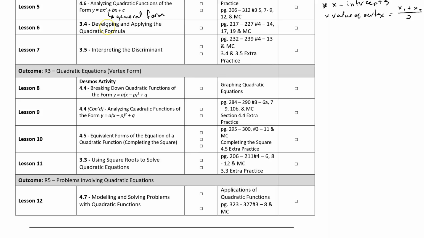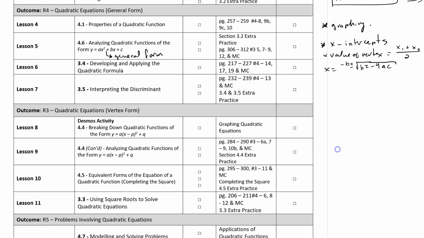Lesson 6, talking about developing and applying the quadratic formula. Remember, x equals negative b plus or minus the square root of b squared minus 4ac, and all of that is over 2a.